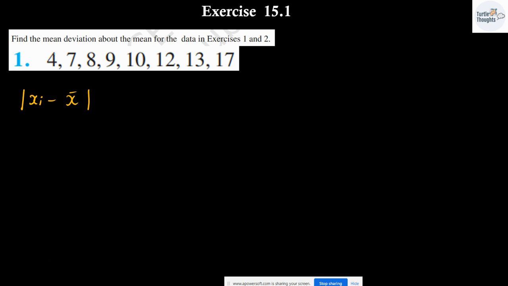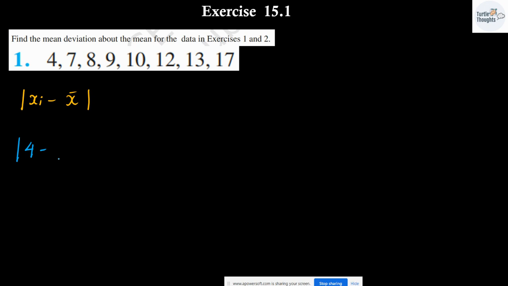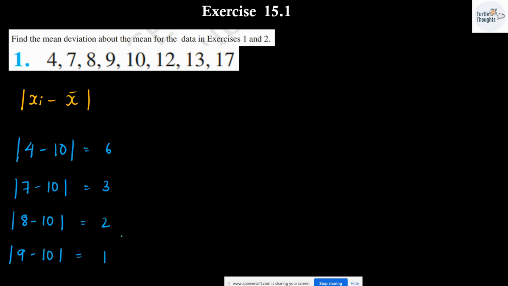I will start with the number 4. So modulus of 4 minus x bar. What is the value of x bar I have got? It is equal to 10. So 4 minus 10. Next, 7 minus 10. Next I have 8 minus 10. Next 9 minus 10. So here I will be getting minus 6, the modulus of minus 6 is 6. Here it is minus 3, the modulus of minus 3 is plus 3. Here it is minus 2, the modulus is plus 2. 9 minus 10 is minus 1, the modulus of minus 1 is plus 1.